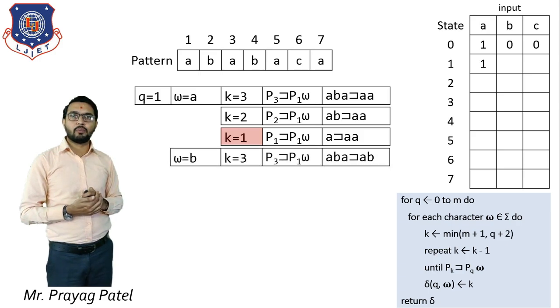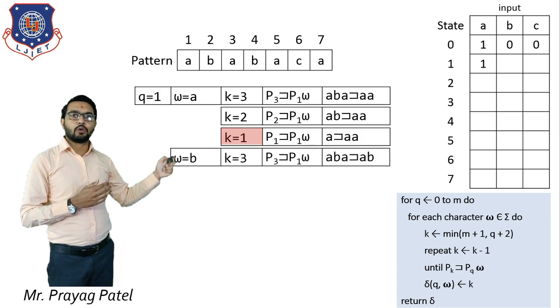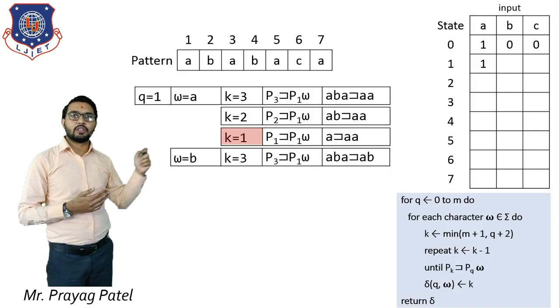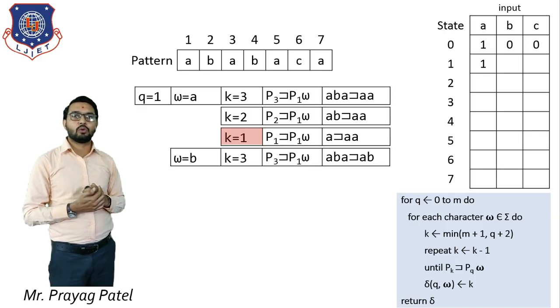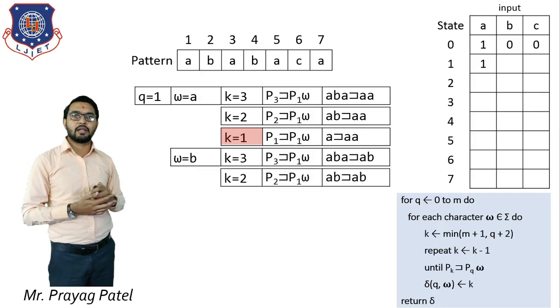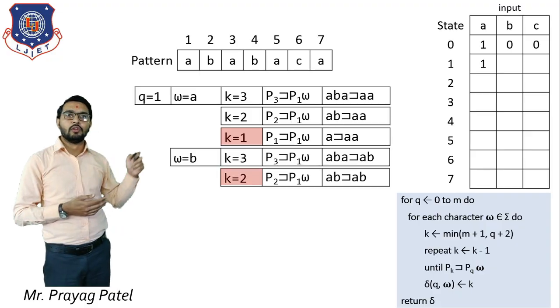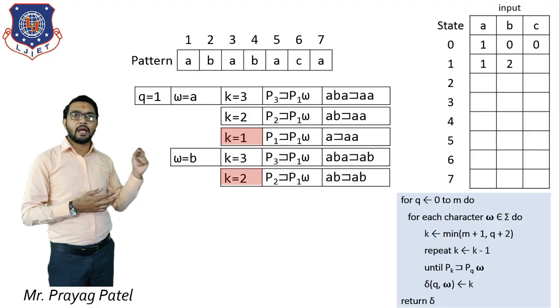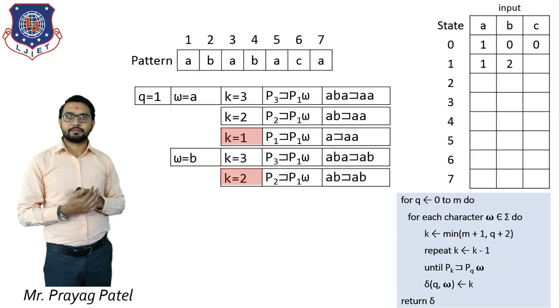Now consider Q1B, Q equal to 1 and W equal to B. So consider the starting point K equal to 3. So compare: ABA is a suffix of AB? No. Then AB is a suffix of AB? Yes. Then consider K equal to 2 for the B output of node number 1.